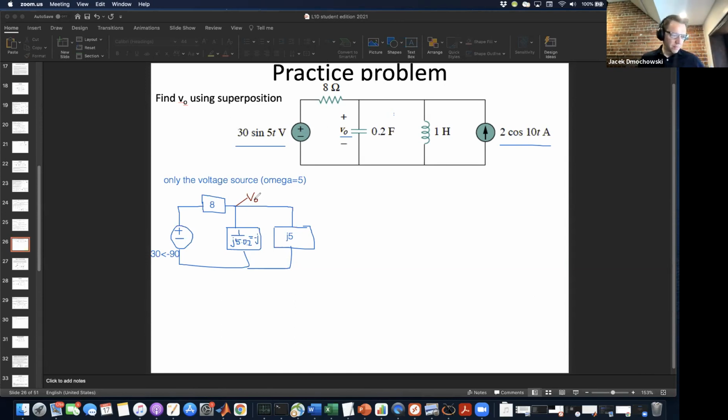Okay, and so probably the easiest way of doing this is to combine these two impedances into a single one. So let's write ZC is going to be equal to negative J in parallel with J5. And that becomes negative 1.25J.